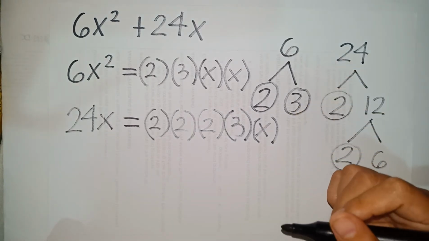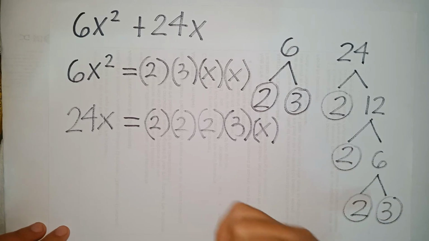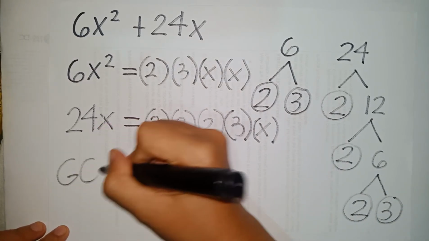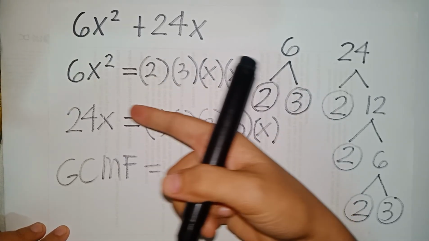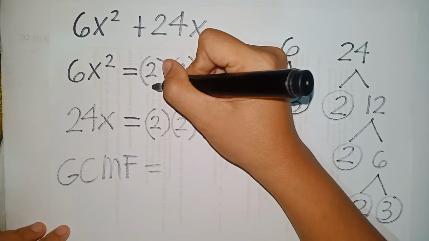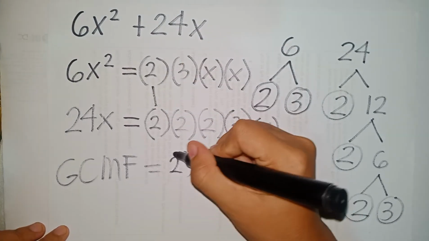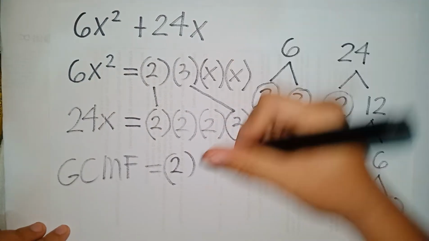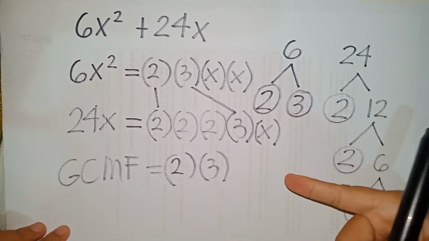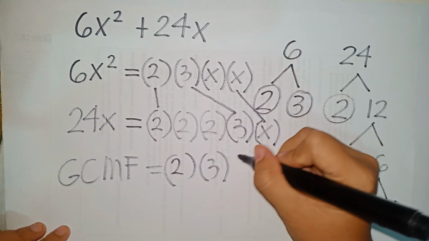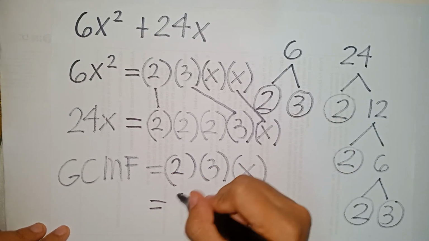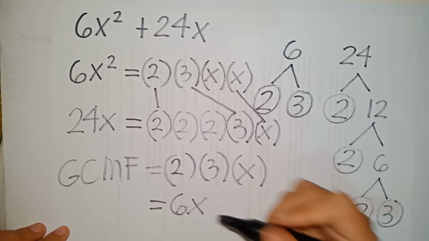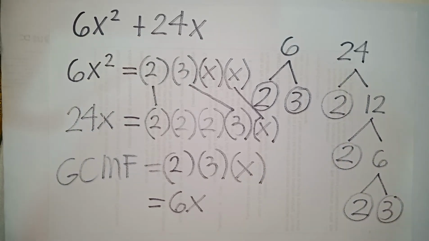Now it's time for us to get the GCMF by taking a look at the common factors of our terms. So 2 is common. Another common factor is 3, and of course our x. So our GCMF is equal to 2 times 3 times x, or 6x. So this time we are going to factor out the polynomial since we already have the GCMF.